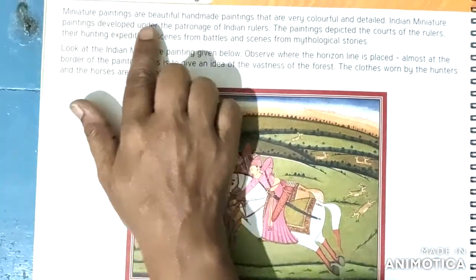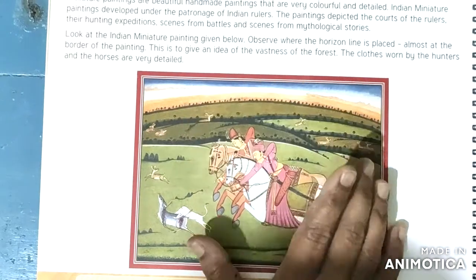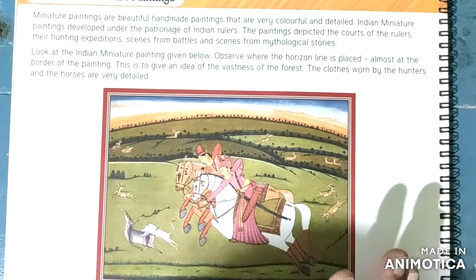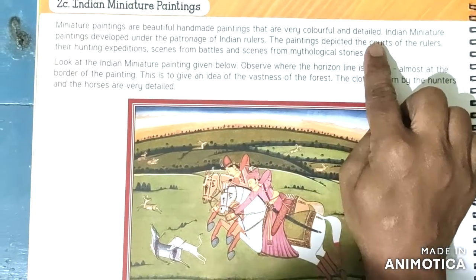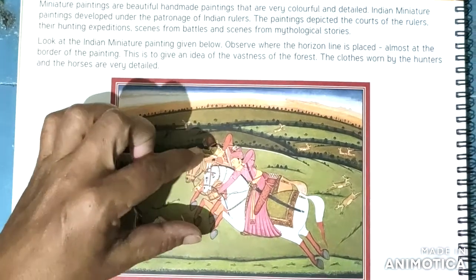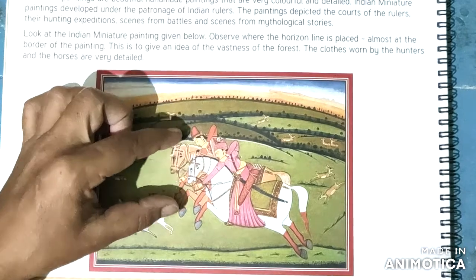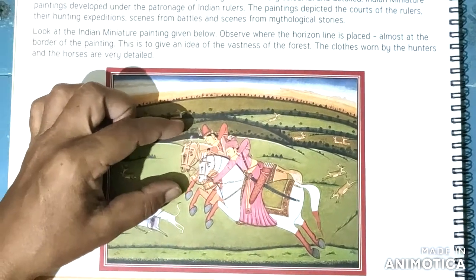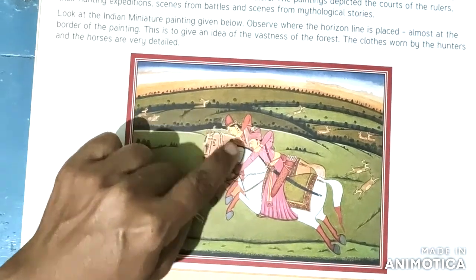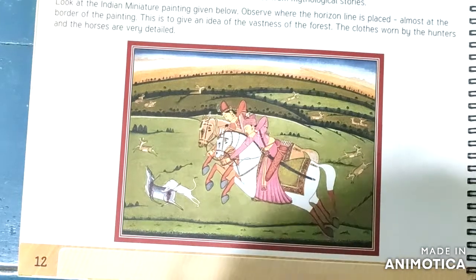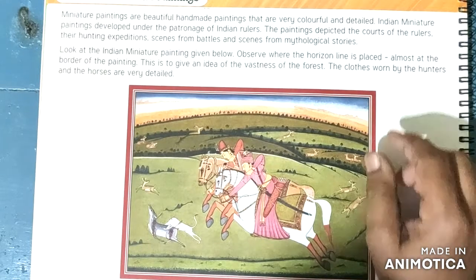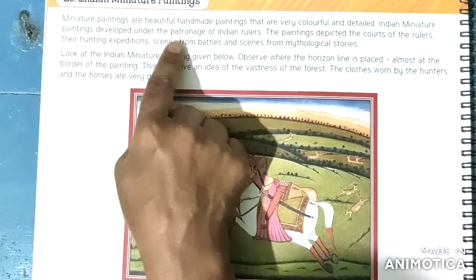Let's read. Miniature paintings are beautiful handmade paintings. Means these are very beautiful paintings, and handmade means it is done by hand. They are very colorful and detailed. So many colors are applied here and very detailed. Horses' legs, then eyes, ears, designs, dress design, all these things are very clearly done.